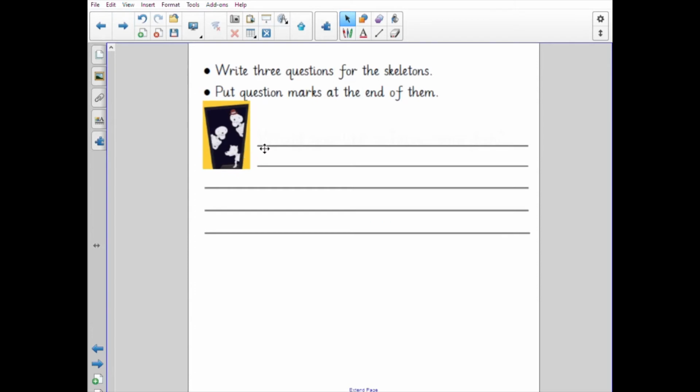Now I'd like for you to write 3 questions for the skeletons. Remember to put question marks at the end of them. So what might they be asking each other there? One that I thought of was maybe, would you like to have some fun? You can use that question to help you, but you need to come up with 3 questions. If you've got room for more and you want to do more, that's fine, for the skeletons. Pause the video while you have a go at that, and then I will show you the next part of the lesson.